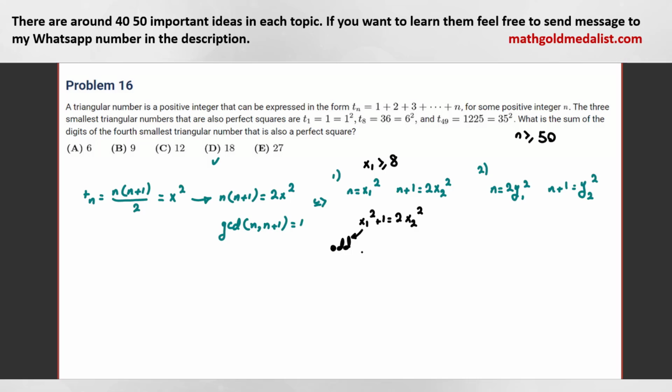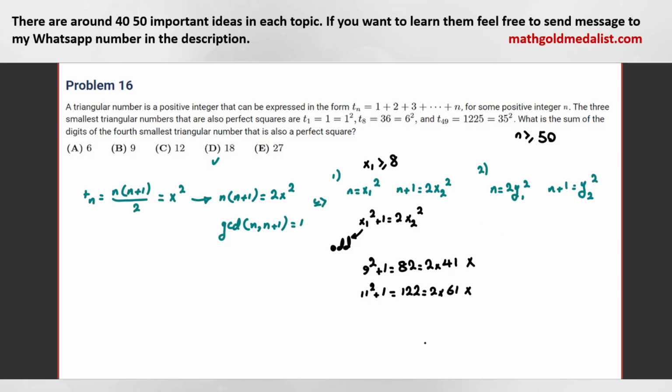First, the x1 that we should check is what? 9. Yes, 9 squared plus 1 is equal to what? 82. 82 is 2 times what? 41. So it's not good, because 41 is not a perfect square, right? For example, next one, 11 squared plus 1 is what? 122, 2 times 61. It doesn't work, right?